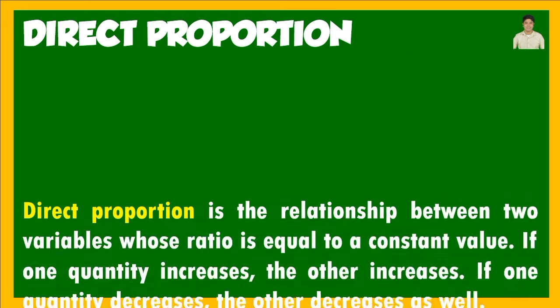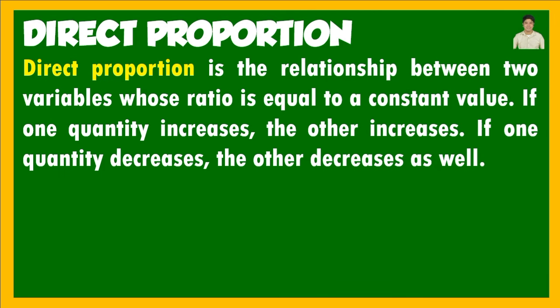So, let us now proceed to the first type of proportion, which is direct proportion. This is the most common type of proportion. Direct proportion is the relationship between two variables whose ratio is equal to a constant value. So, tinitignan natin yung relationship ng dalawang variables kung magkakaroon ba tayo ng constant value. Okay, so yan po yung pinaka-common type ng proportion natin na pinakita ko kanina yung illustration, yung A times D is equal to B times C.